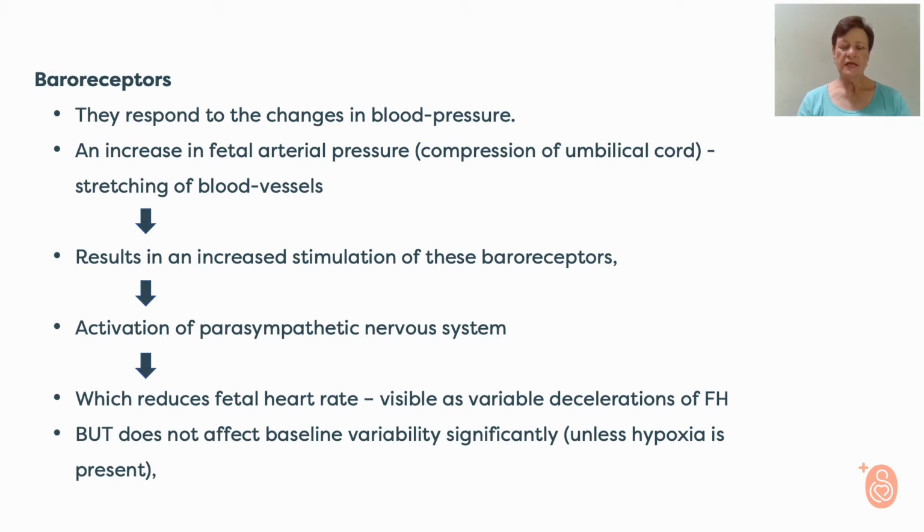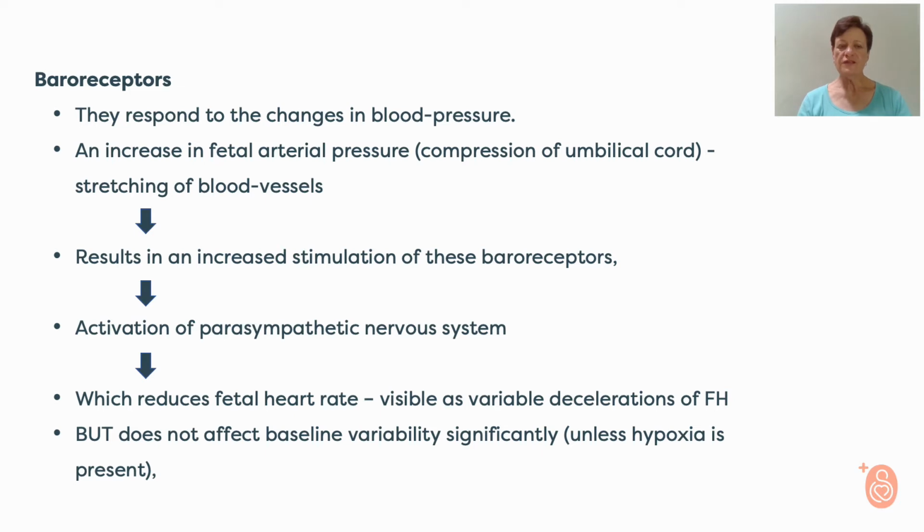And that makes that when there comes a contraction, for example, we get more pressure on this compression of the umbilical cord. We get this increase in arterial pressure, and that causes a stimulation of the baroreceptors because we've said a change in the blood pressure stimulates these baroreceptors, and they activate the parasympathetic nervous system, as we've said, and that reduces the fetal heart rate.